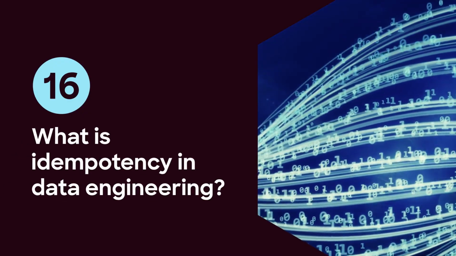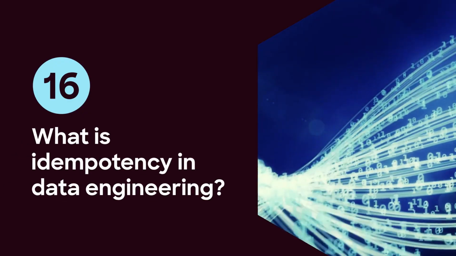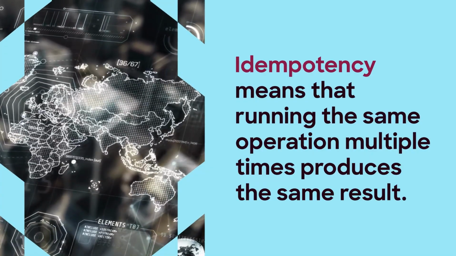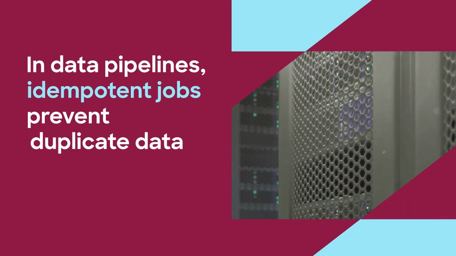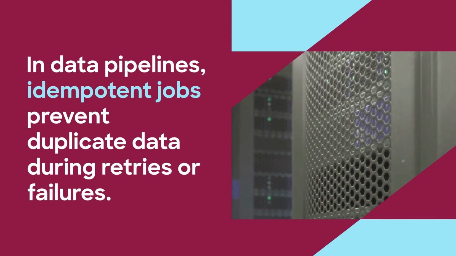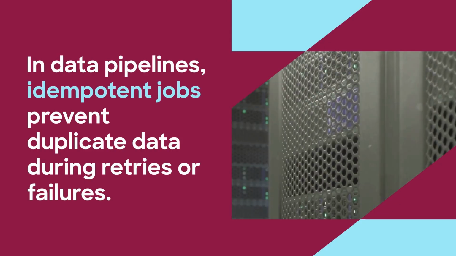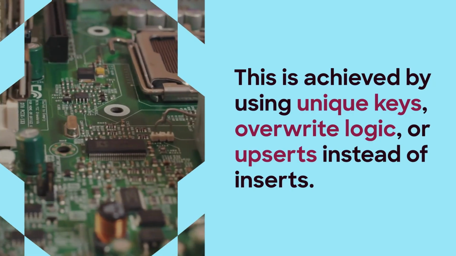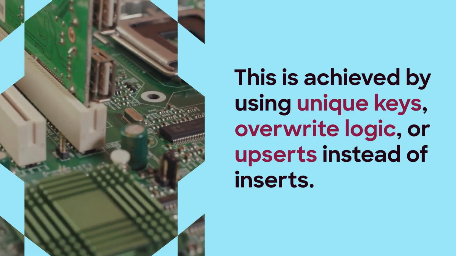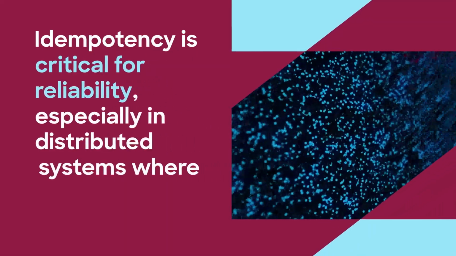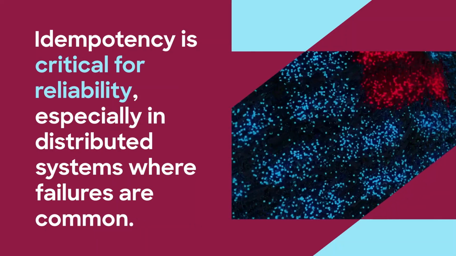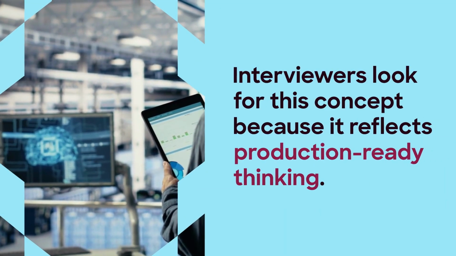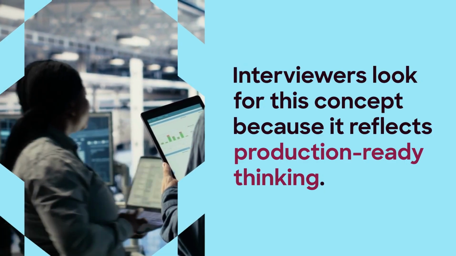16. What is idempotency in data engineering? Idempotency means that running the same operation multiple times produces the same result. In data pipelines, idempotent jobs prevent duplicate data during retries or failures. This is achieved by using unique keys, overwrite logic, or upserts instead of inserts. Idempotency is critical for reliability, especially in distributed systems where failures are common. Interviewers look for this concept because it reflects production-ready thinking.